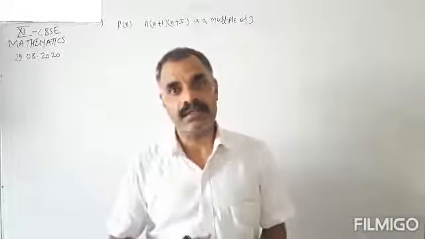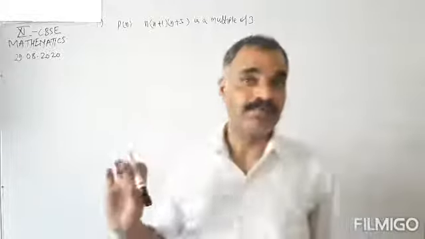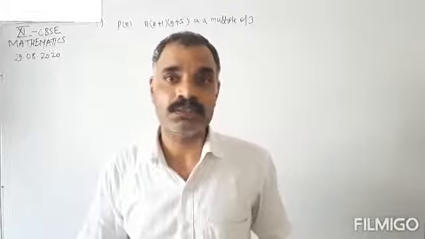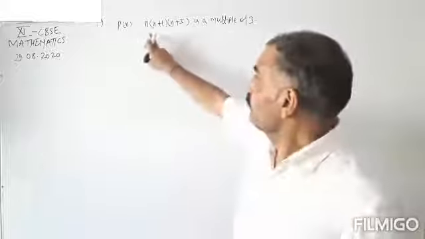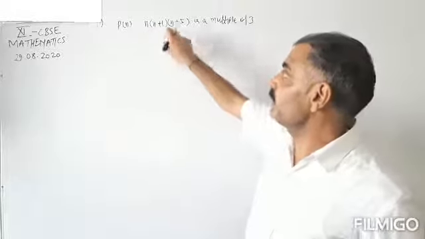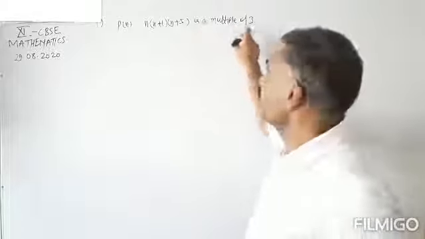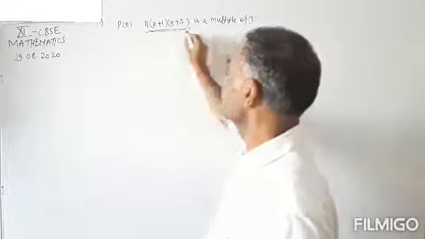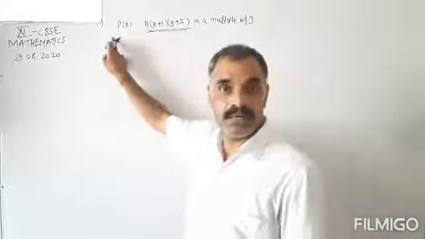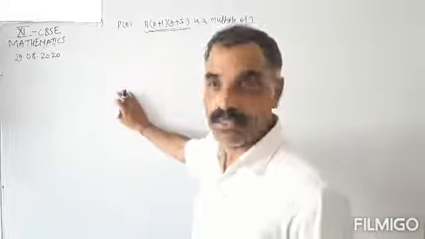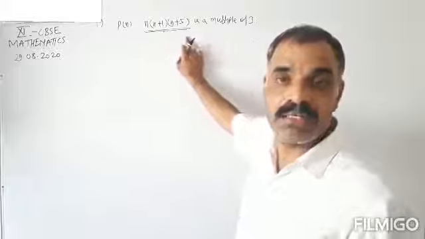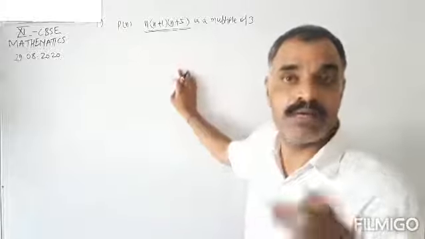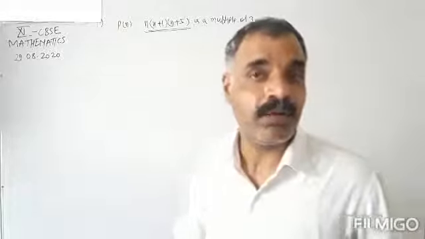Okay, here we are taking question number 19. Up to question number 18 we have already done in previous videos. Now today we are taking question number 19, that is prove that n into n plus 1 into n plus 5 is a multiple of 3. This is a mathematical statement represented by Pn. We have to prove that n into n plus 1 into n plus 5 is a multiple of 3.